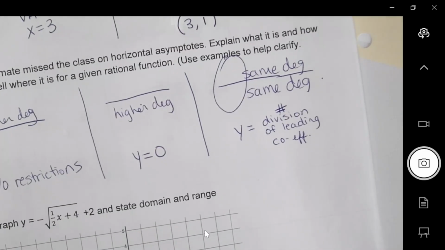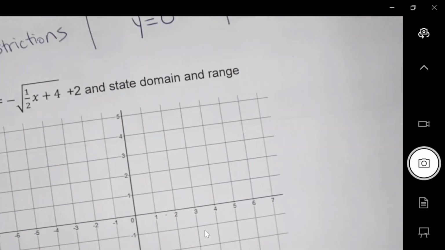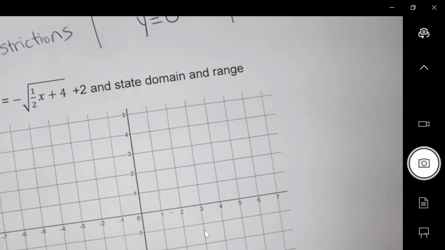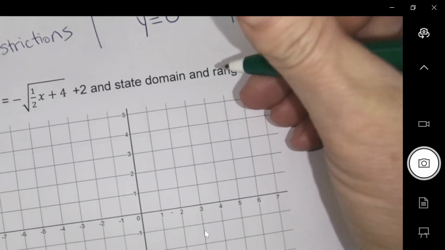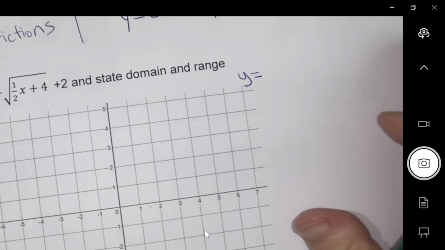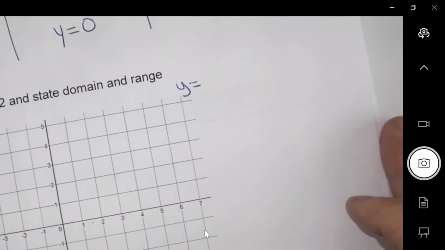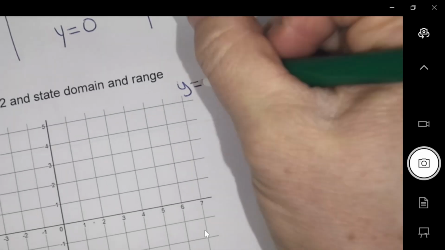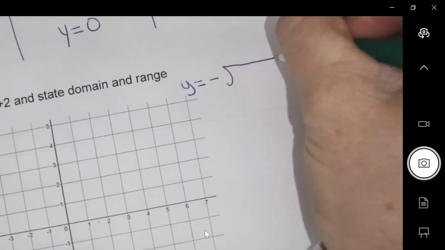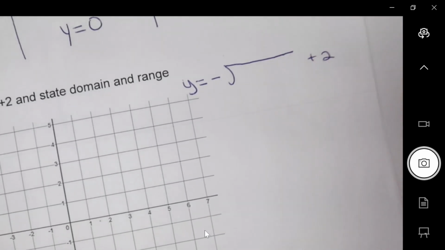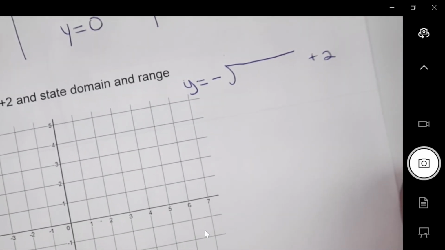Okay, last question. Graph. And this one I'm trying to trick you on. What is the thing I'm trying to trick you with? How many people are going to get fooled by me? I'm being sneaky here. What's the actual equation that I should think about? What's wrong with what I did? I didn't factor it out.